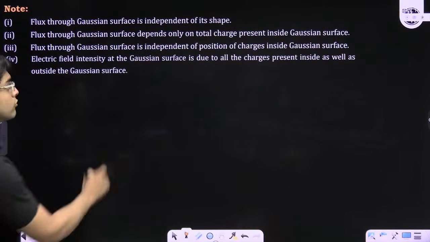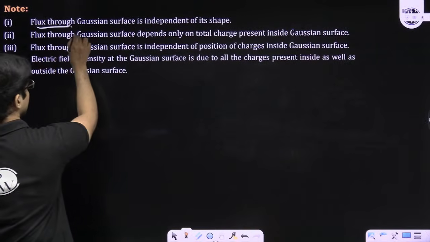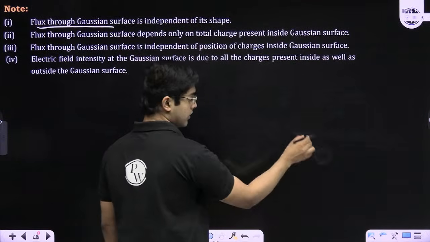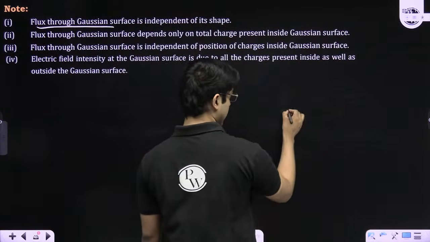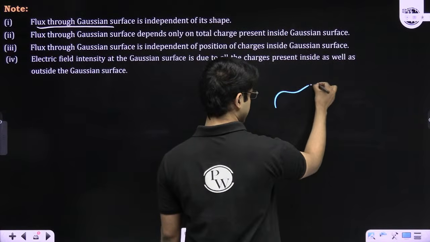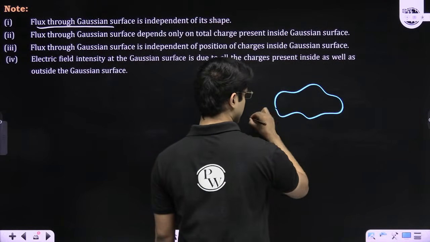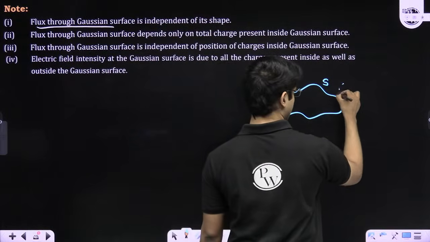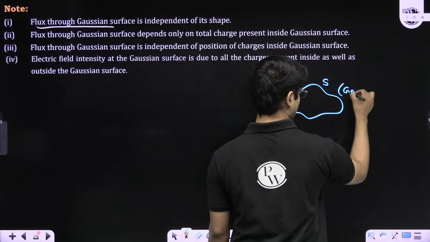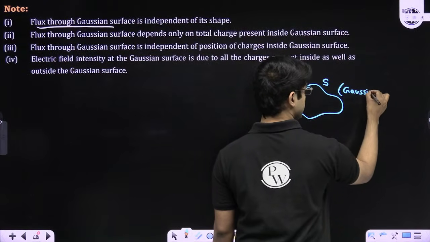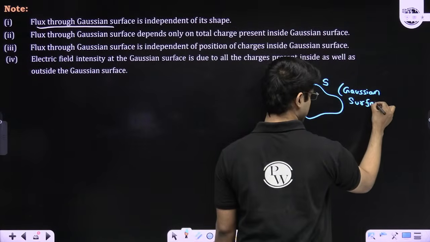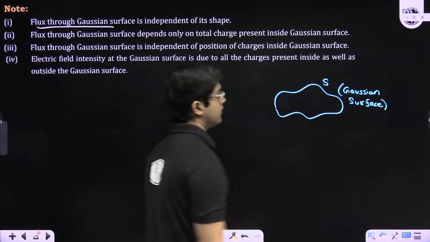Then yeah, so there are some pointers here. Flux through any Gaussian surface. Gaussian surface is just another name for a closed surface. Basically, any closed surface that you can draw, you can treat as an imaginary Gaussian surface. It just has to be a closed surface. There should not be any openings.